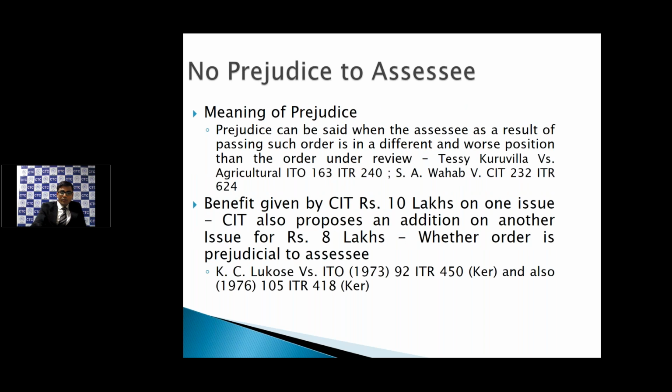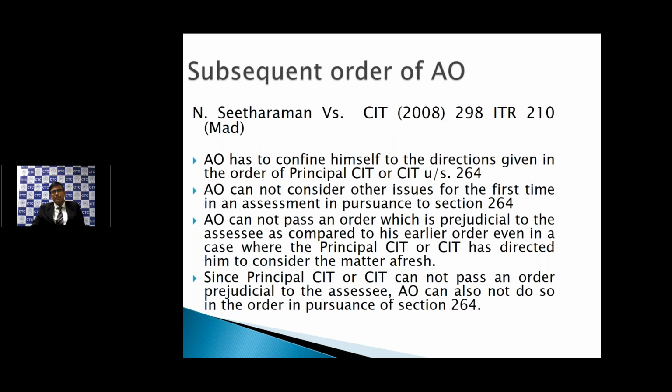No prejudice to assessee, this we have already discussed. Subsequent orders of AO. In the context of 264, what the law requires is that wide powers are given to the CIT, that he can pass such order as he thinks fit. The only limitation to his powers is that he cannot pass an order which is prejudicial to the interest of the assessee. And therefore, suppose he sets aside an assessment to the assessing officer for de novo proceedings, in the consequential assessment, he has to confine himself only to the direction given in the order of CIT.